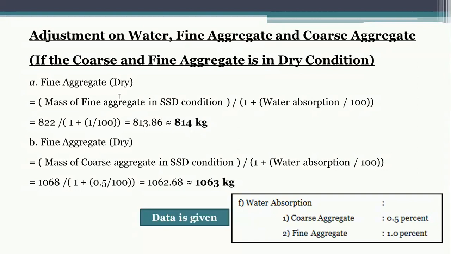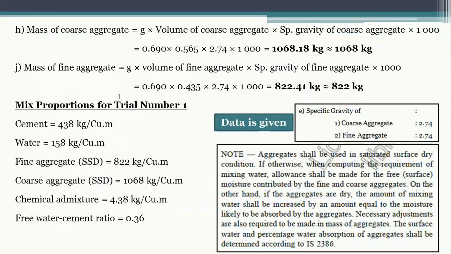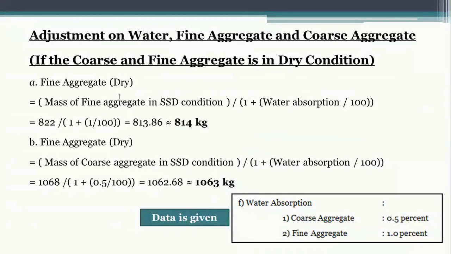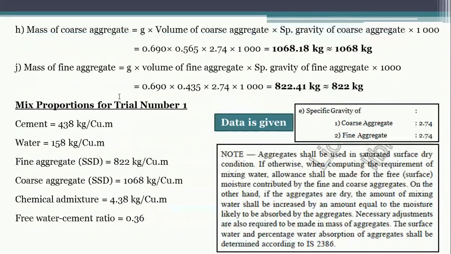Similarly, B should be coarse aggregate, sorry, it is given as fine aggregate but it should be coarse aggregate. So for coarse aggregate in dry condition, mass of coarse aggregate in SSD condition divided by 1 plus water absorption by 100. The mass of coarse aggregate in SSD condition is 1068. So 1068 divided by 1 plus water absorption for coarse aggregate, given in the data as 0.5%, so 0.5 divided by 100. You will get 1062.68 kg, so I have taken it as 1063 kg.